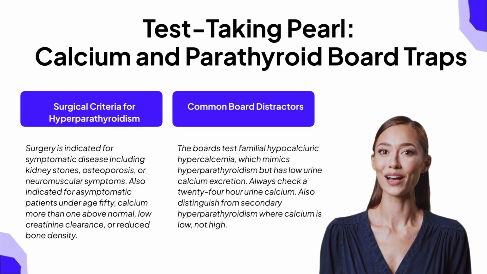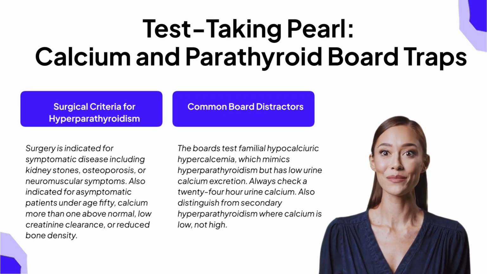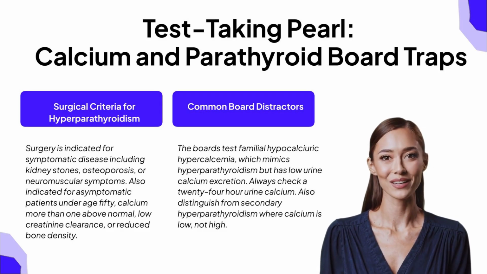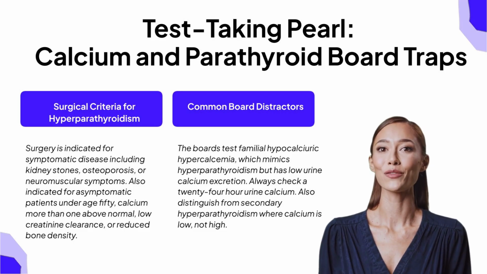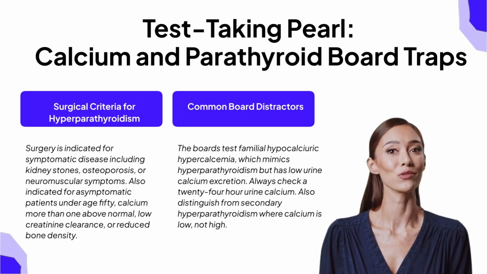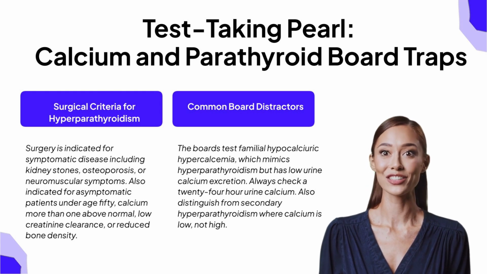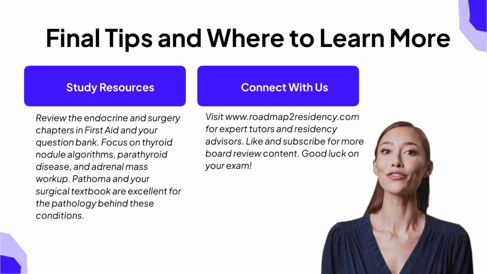The biggest board trap is familial hypocalciuric hypercalcemia, which looks like hyperparathyroidism on labs, but has a low urine calcium excretion. Always check a 24-hour urine calcium before recommending surgery. Also, do not confuse primary hyperparathyroidism, where calcium is high, with secondary hyperparathyroidism from chronic kidney disease, where calcium is actually low. That wraps up our thyroid and endocrine surgery review.